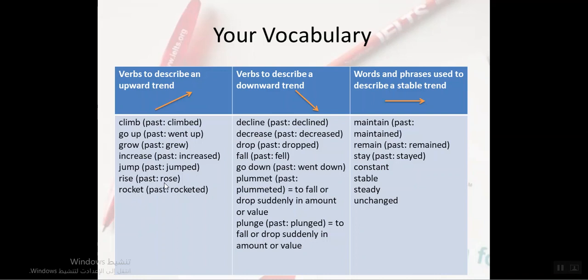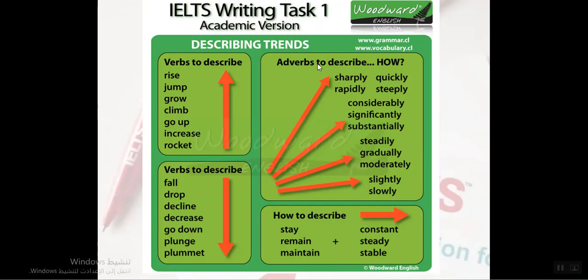And here we have the opposite. Verbs to describe a downward trend: decline, decrease, drop, fall, go down. Okay, and those are the verbs, and you should also know their past tense. Words and phrases used to describe a stable trend without any change, whether decreased or increased: maintain, remain, stay, constant, stable, steady, and unchanged. Okay, as you can see here also.